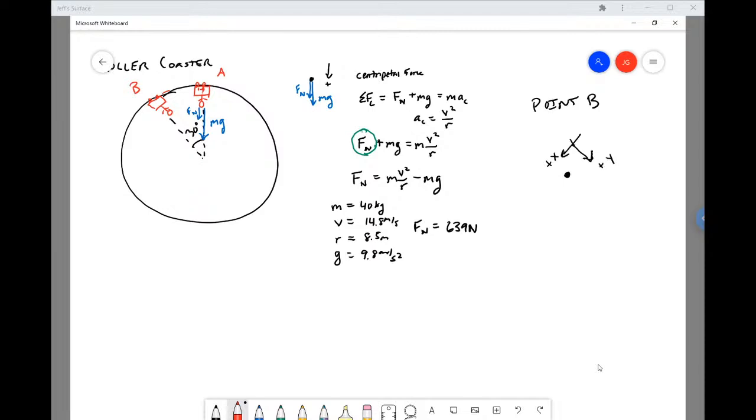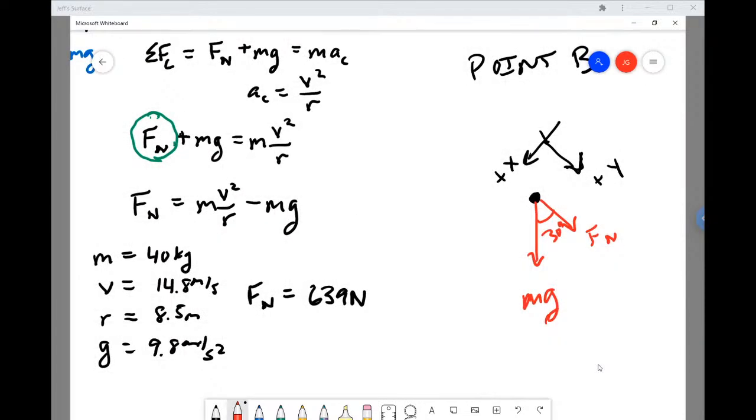So the forces acting on the child at point B would be, you'd still have the seat pressing the child toward the center, and you'd still have the child's weight pulling down. Okay. And so now, what's this angle right here? It's 30 degrees. Let me zoom in here a little bit.